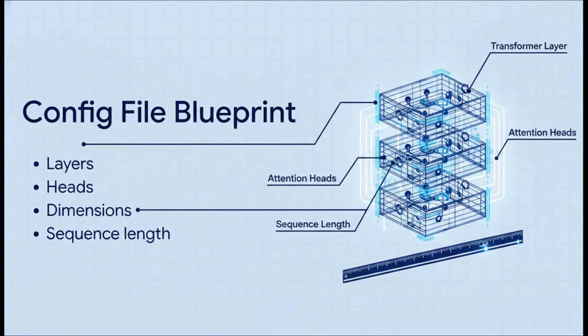But wait, how does the AI know how to organize all this stuff? Well, that's the job of the config file. This is essentially the architectural blueprint. It explicitly tells the model how to assemble itself, defining the transformer layers, the attention heads, and the exact maximum sequence length it can handle at one time.